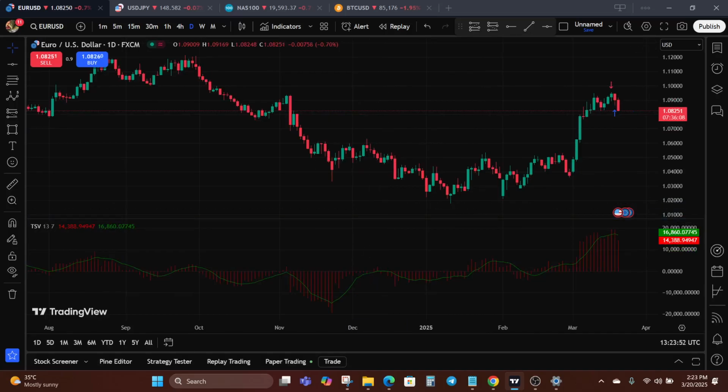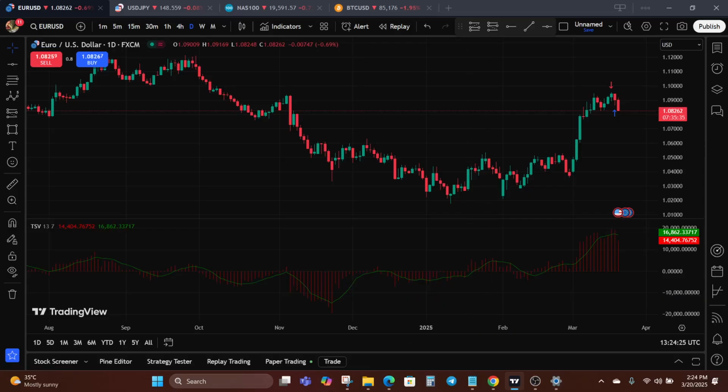Now you might be wondering, why should you use TSV? Well, traditional volume indicators only show the total volume traded over a set period, but TSV gives you a more detailed view by highlighting volume activity during specific time frames, which helps you better understand the market's momentum. So by analyzing how volume behaves during certain times of the day or during specific market conditions, you'll be able to catch market moves earlier and avoid potential false signals.